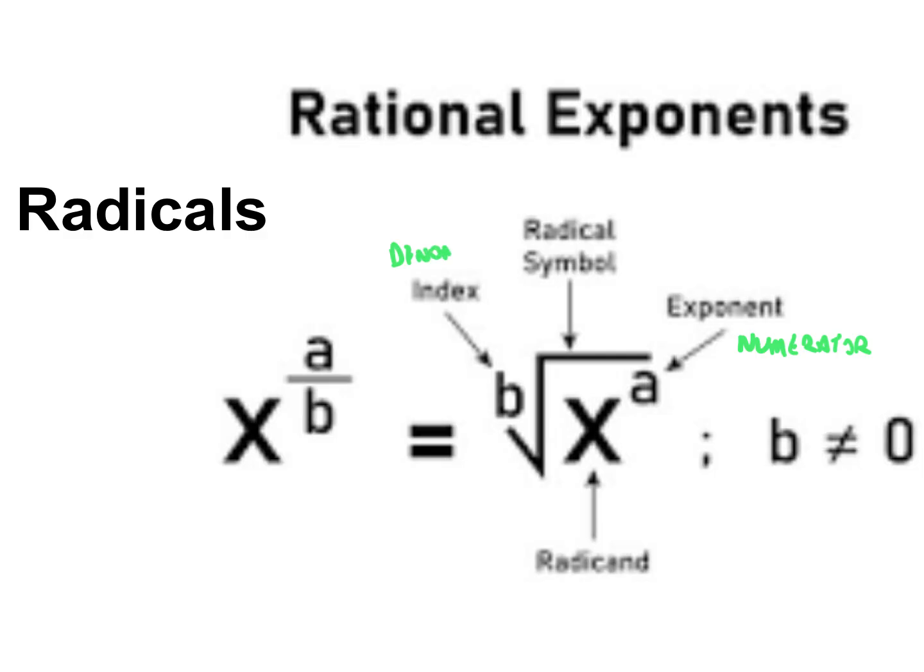If we were to change a radical into a rational exponent, and when we hear the word rational, we have to think the word fraction. Whenever you see rational, think fraction, even if it's a decimal. A rational number is a decimal that can be turned into a fraction.